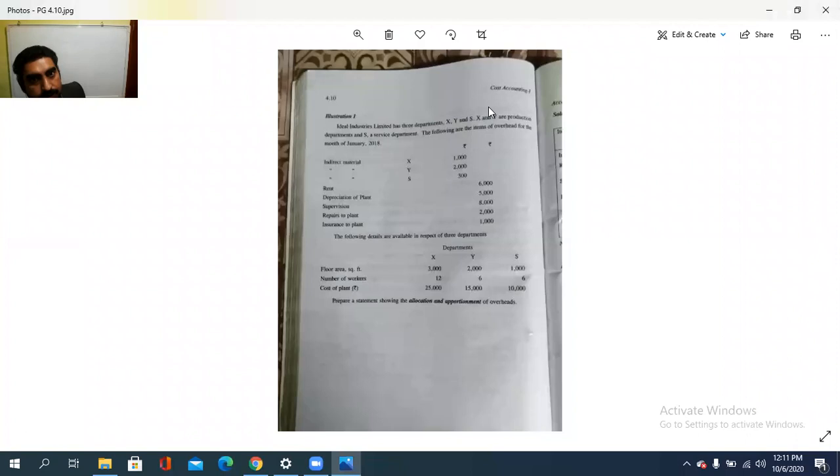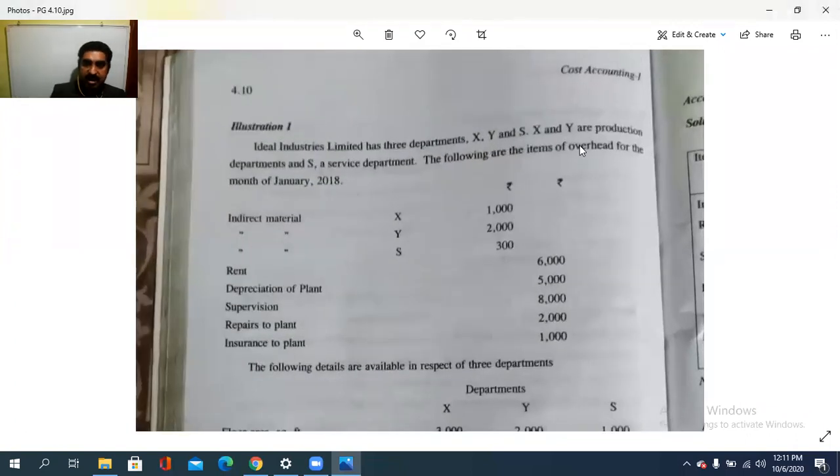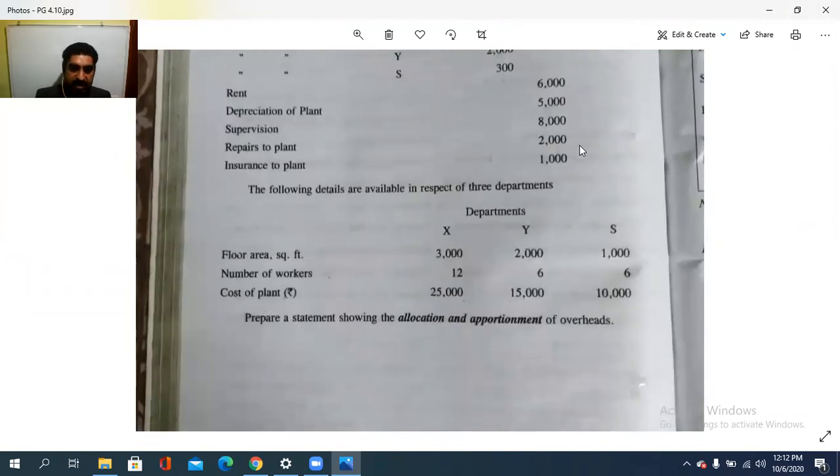So this is one problem. Ideal Industries Limited has three departments, X, Y, and S. X and Y are production departments and S is a service department. Following are the items of overhead for the month of January 2018. Indirect materials for X, Y and S are 1000, 2000, and 300 respectively. The rent, the depreciation of the plant, the supervision, repairs to plant, and insurance to plant are also given. The following details are available for the three departments X, Y, and S: floor area, number of workers, and cost of plant. We need to do the allocation and apportionment of the overhead.